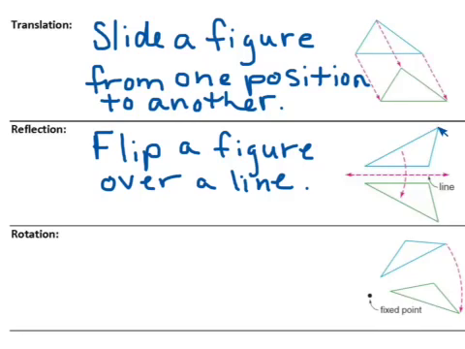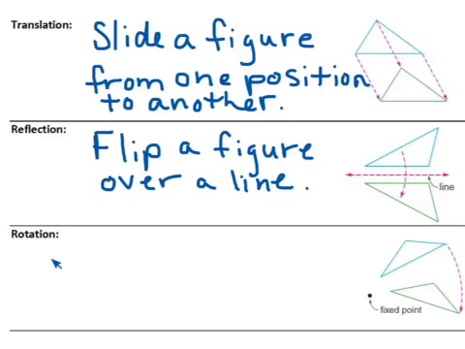First, we have this blue triangle, and then to describe its motion as a flip over this line, it would land on this green triangle. This type of motion is a reflection.